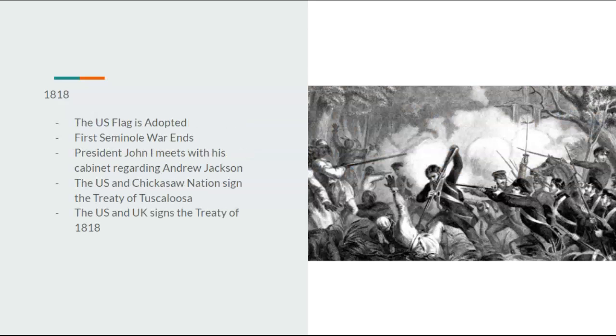In 1818, the U.S. flag would be adopted, as well as the First Seminole War ending. President John I would meet with his cabinet regarding Andrew Jackson's actions in the First Seminole War. And the U.S. and Chickasaw Nation would sign the Treaty of Tuscaloosa, and the U.S. and UK would sign the Treaty of 1818.